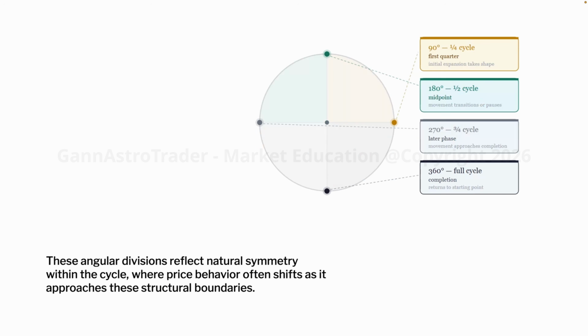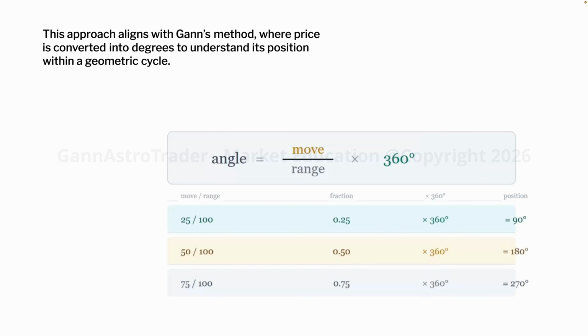These divisions are not arbitrary. They represent symmetry within the circle. Each level corresponds to a shift in behavior. Movement often changes character as it approaches these angular boundaries. This concept aligns closely with Gann's approach.